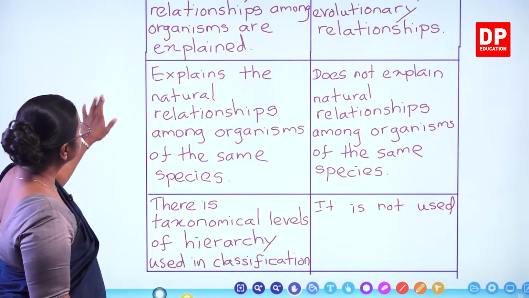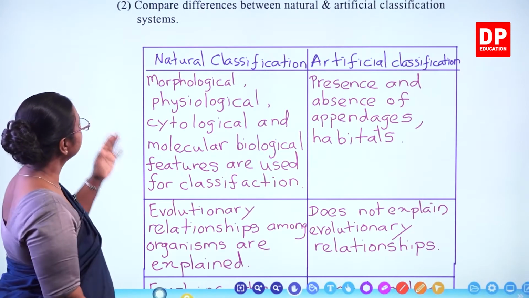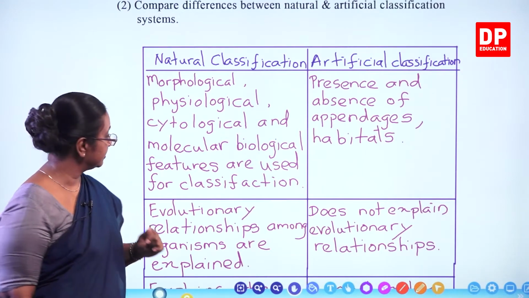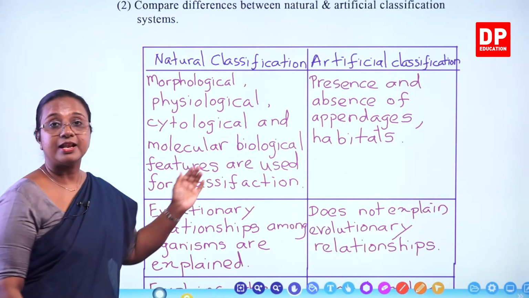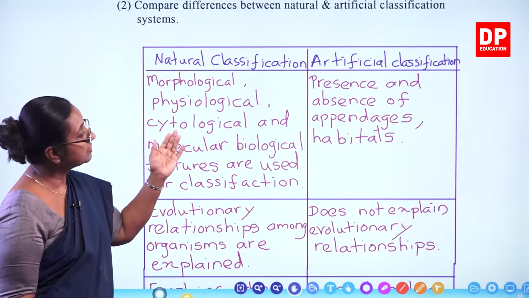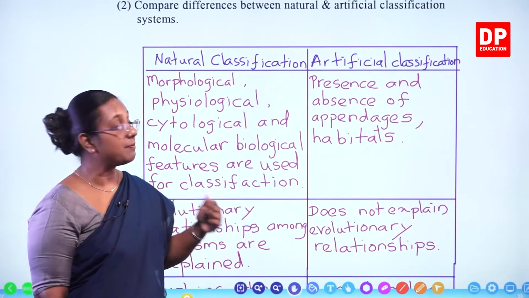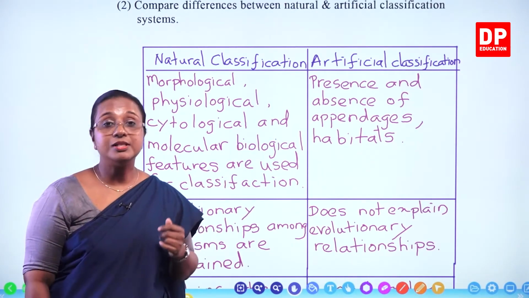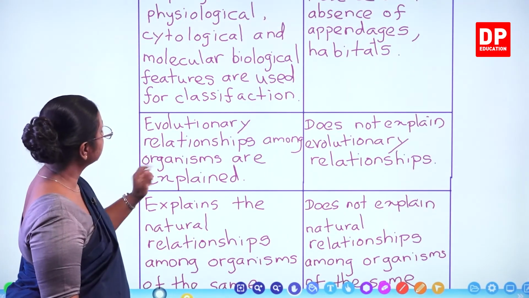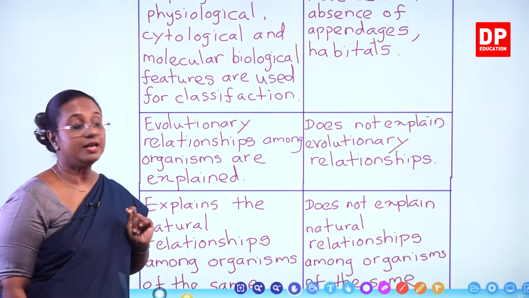So if we look at the differences again, in natural classification, morphological, physiological, cytological and molecular biological features or characteristics are used for classification. Whereas in artificial classification, the presence and absence of appendages or even locomotive appendages, and habitats are used for classification. Then the natural classification explains the evolutionary relationships among organisms.